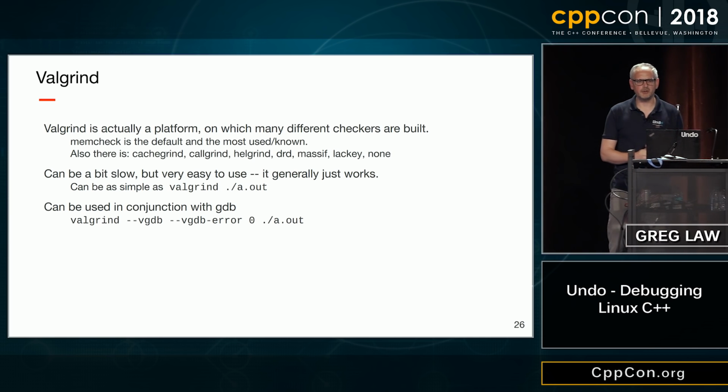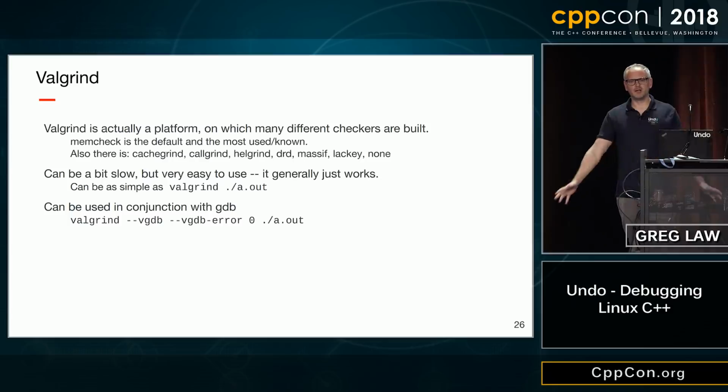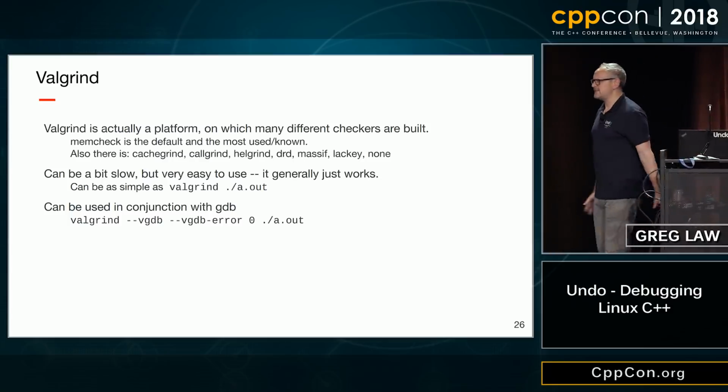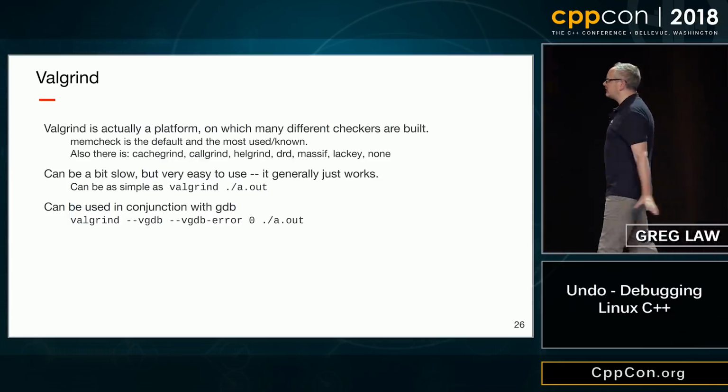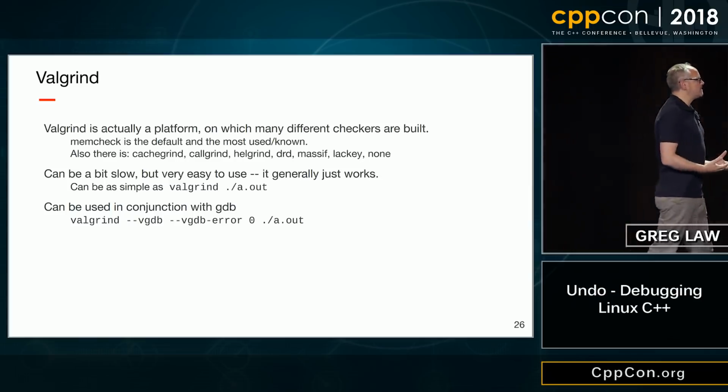It can be rather slow, but it just works, which is really neat, right? So you don't need to recompile your program. You don't need to link against any libraries. It's in most distros, so you can just apt install Valgrind or whatever, and then just use it.